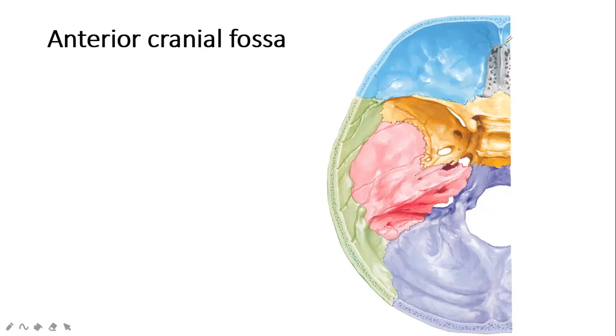If you look at this fossa, we see that all the openings are here. On those openings, you have these cribriform foramina, for the passage of the olfactory nerves or the olfactory filaments. This is the crista galli, for the attachment of the falx cerebri, the division of the two hemispheres.